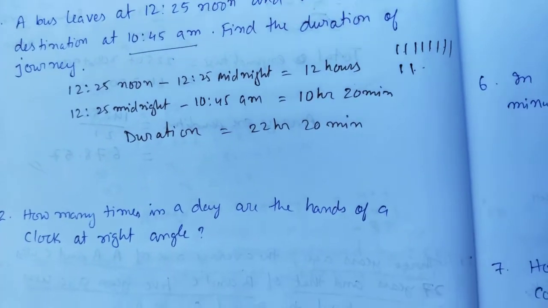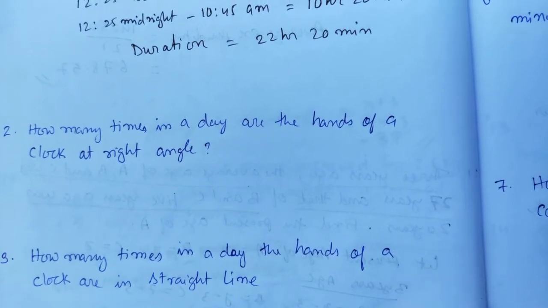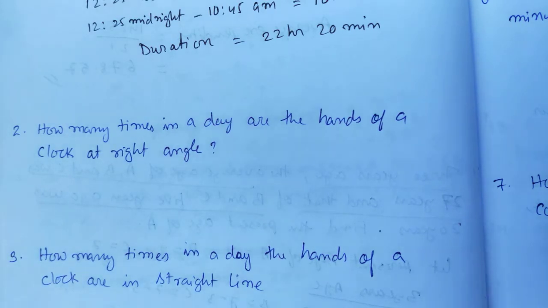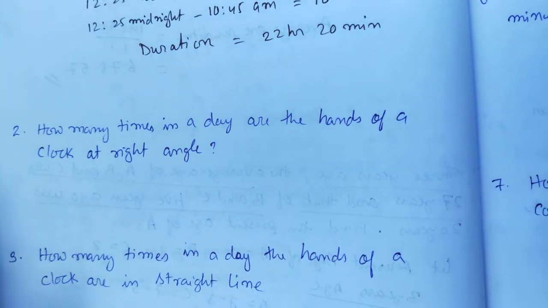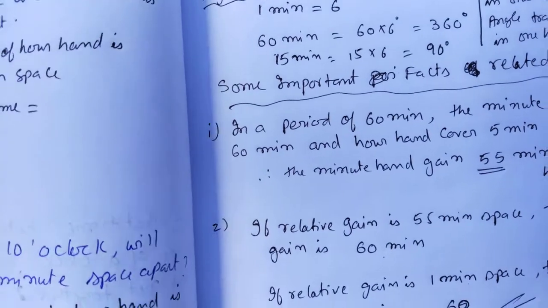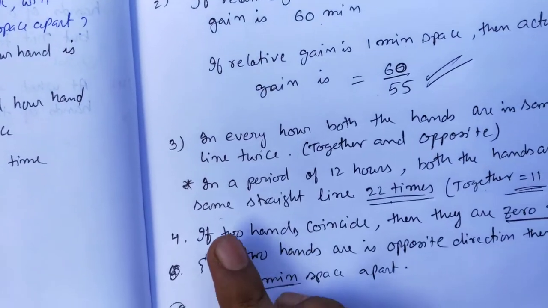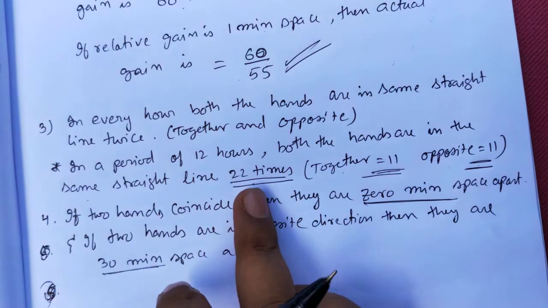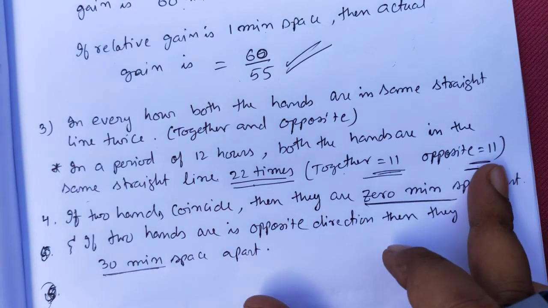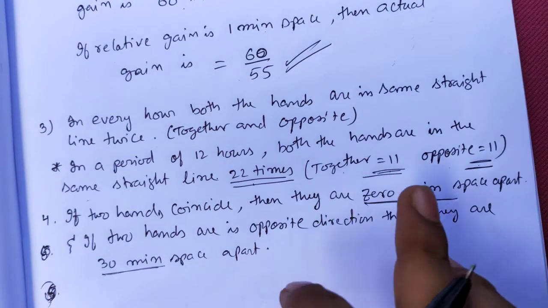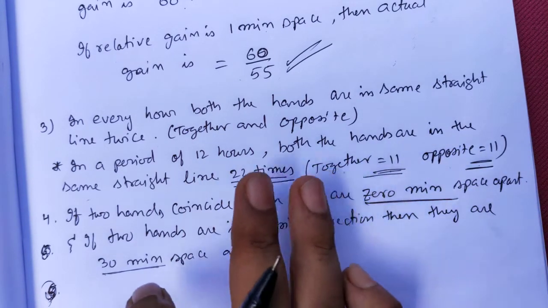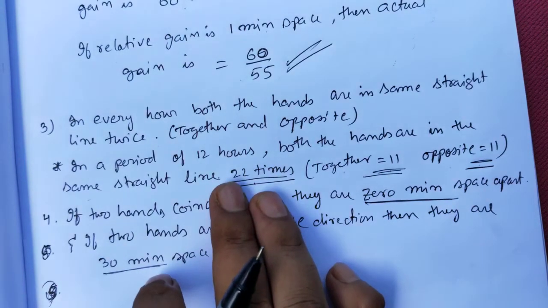Okay, let's do question number 2. How many times in a day are the hands of the clock at right angle? Same as you have learned. Let's just check. In a period of 12 hours, both the hands are in the same straight line 22 times, 11 times together and 11 times opposite. Similarly, for right angle also, it will be 22 times in 12 hours.